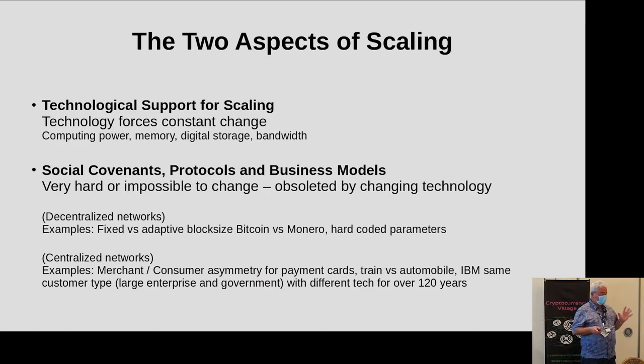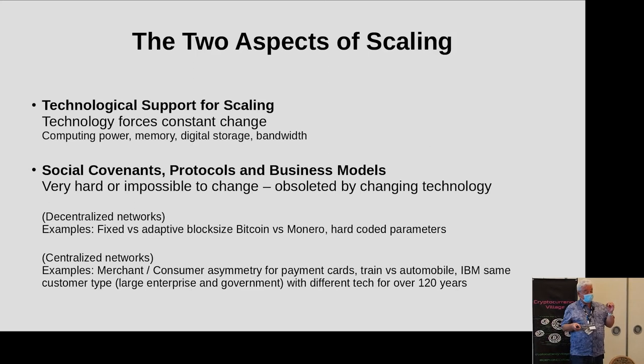Okay. So there are two aspects, blockchain scaling and cryptocurrencies, which are commonly conflated. And what happens is that people will talk about technological support and social capital. For example, you might have a situation where you don't have the technology you want, or your social capital, your protocol, your business model doesn't support what you're trying to do. Examples of technological support and scale needs are computing power, memory, digital storage, and bandwidth. These are essentially the technology of the day.